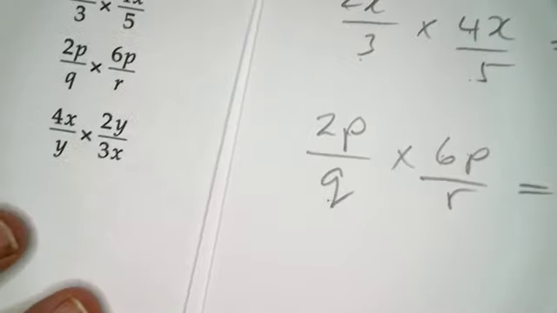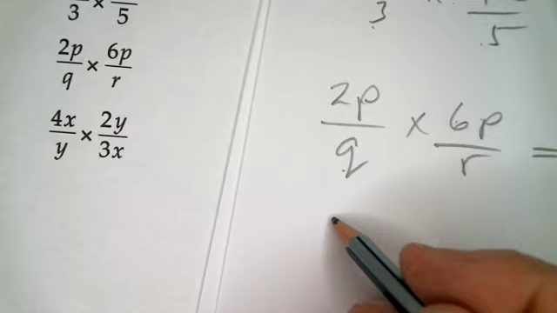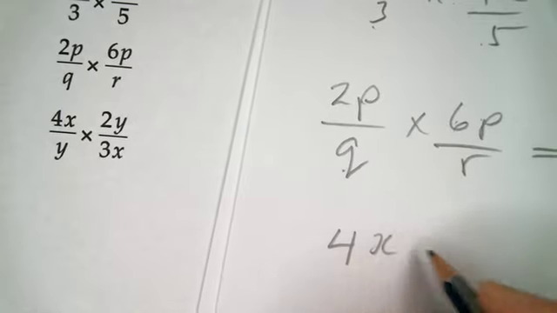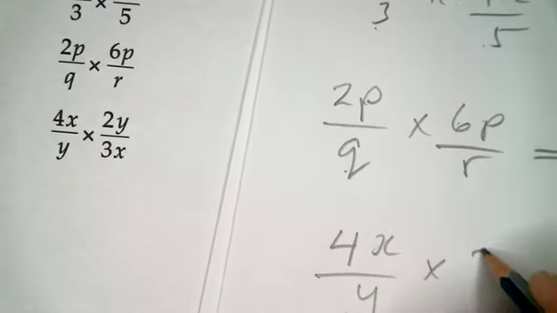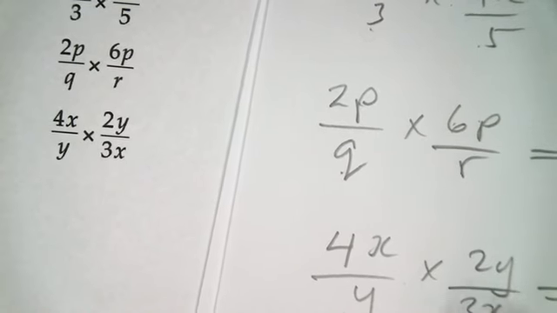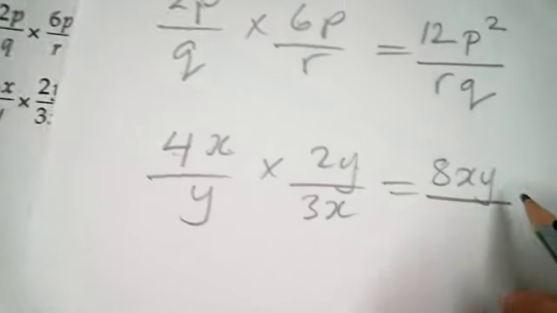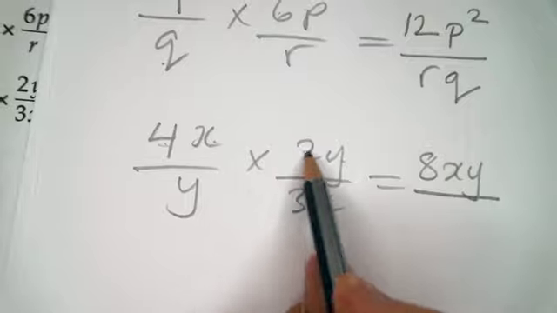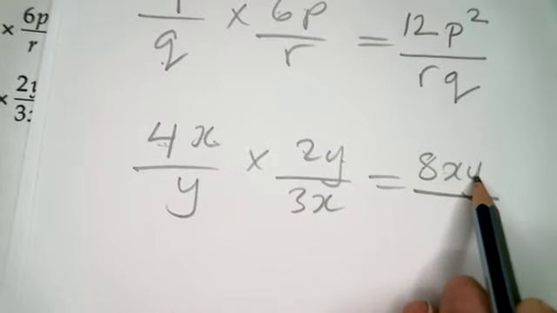All right, well, I'm looking at the next one, and this is going to change now. So I've got 4x on y times 2y on 3x. Well, coefficients, 4 times 2 is 8. Oh, sorry, you can't see that. So 2 times 4 is 8. x times y is xy.